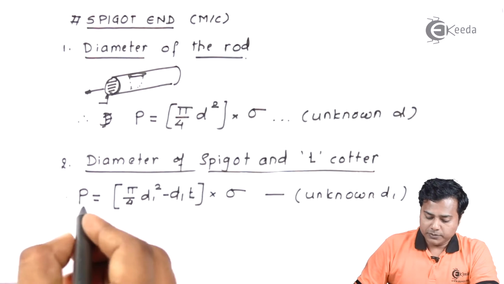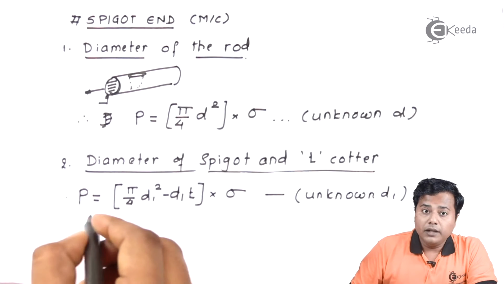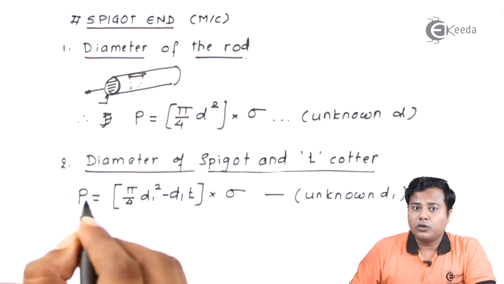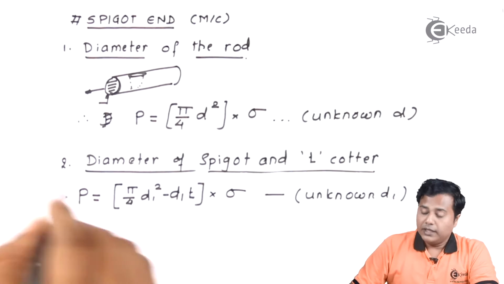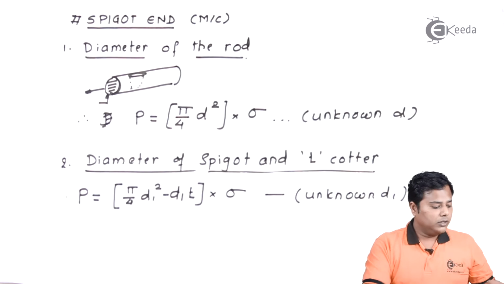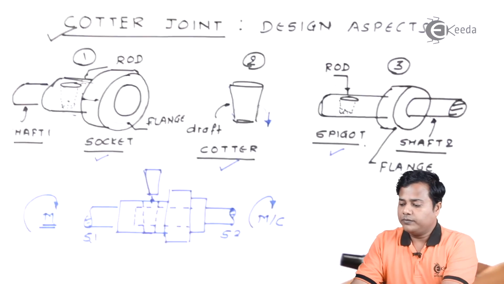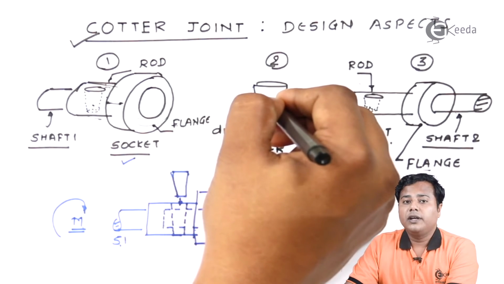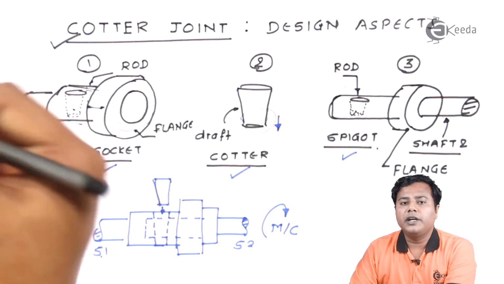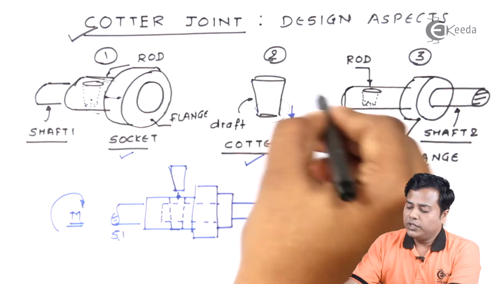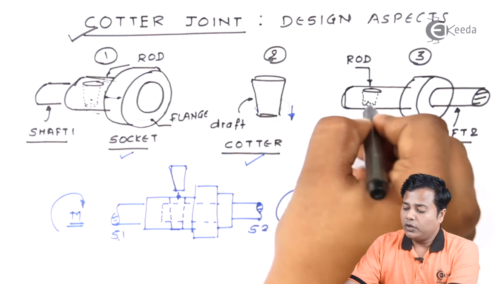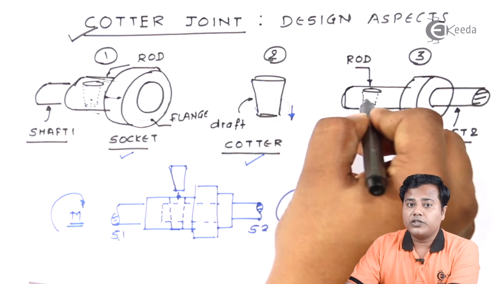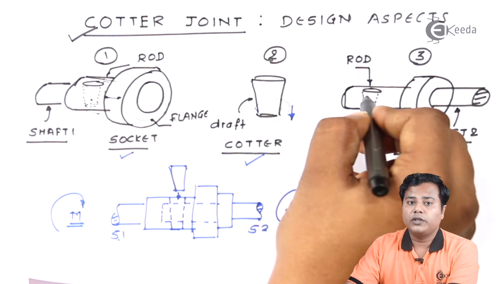The third formula which comes up is the thickness of the spigot collar or cotter of it. Now you need to understand that this cotter part, which we already have seen, is going to fail under crushing. Crushing is something which is closely related with compression. So this part, the cotter of the spigot, is going to fail under crushing. So we need to consider the crushing load for it.